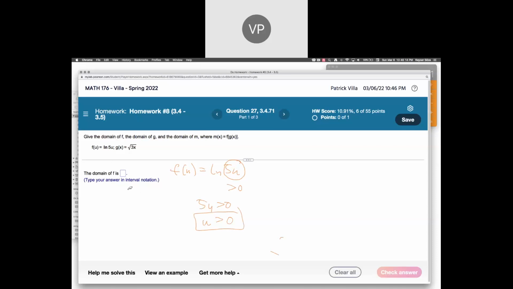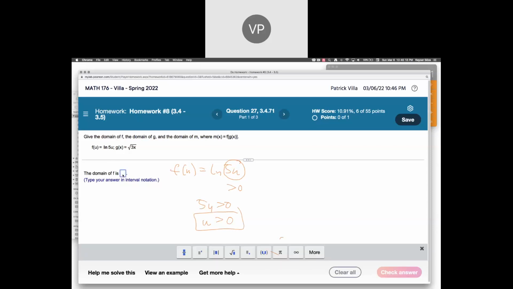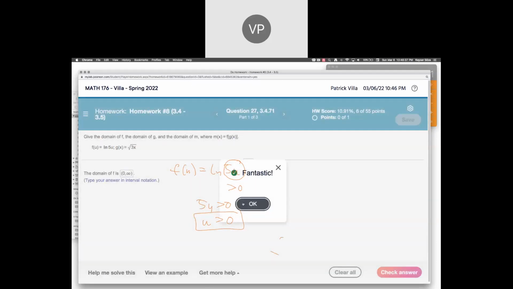Now remember, they want interval notation. So that means we use that parenthesis or bracket. Normally it would be from minimum to max. In this case, it's going all the way from 0, and we don't include 0, all the way up to infinity. And infinity always has a parenthesis. So there's our domain of the first one.